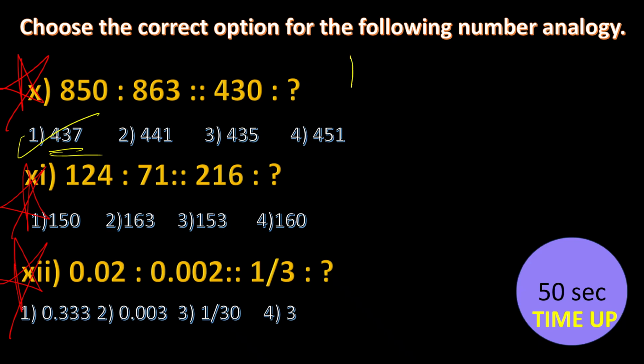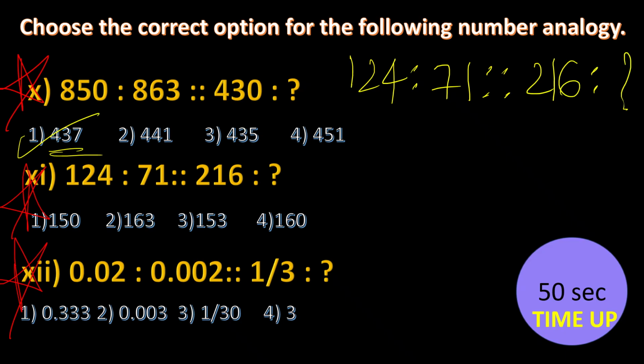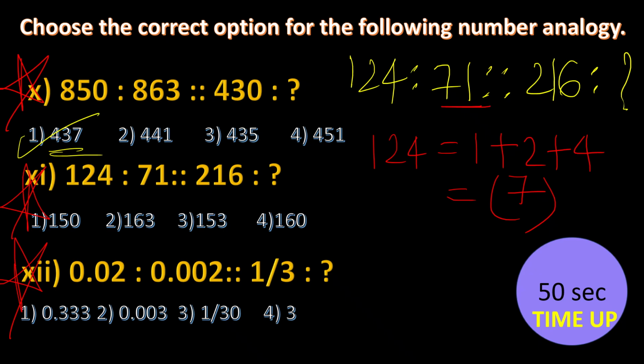Now the second one is 124 is to 71. Then you have 126 is to what? So how to solve this? Here what they have done, addition only they have done. 124, first they have added 1 plus 2 plus 4, which will give you the answer as 7. Then when you add this 7 plus 1, which will give you 8.